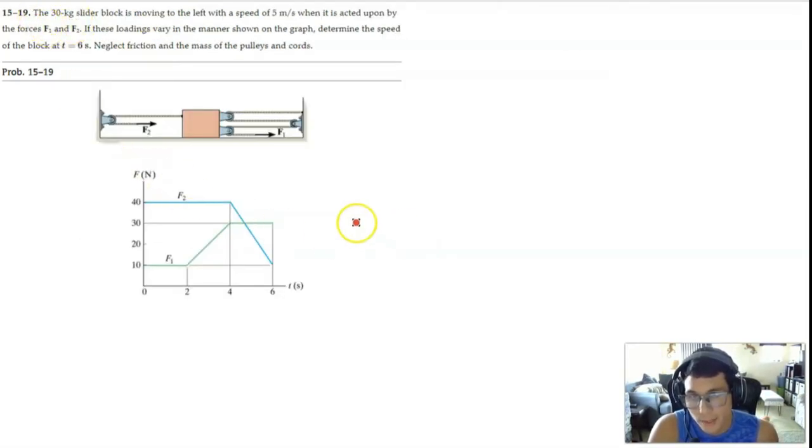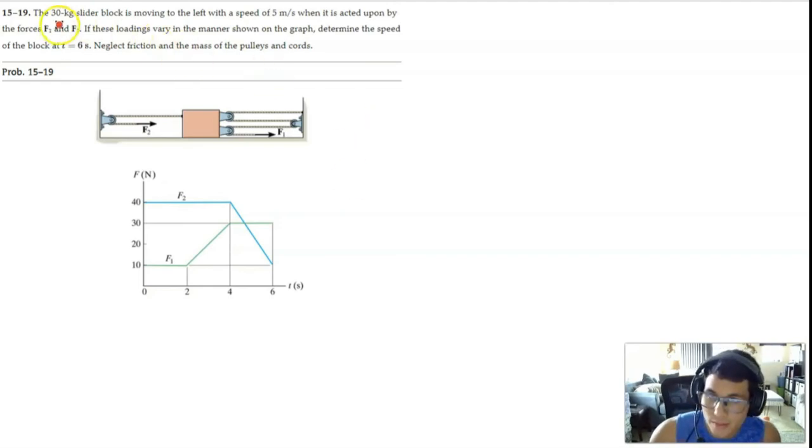This next problem, let's go. It's a chapter 15 problem, so this is impulse and momentum. So what's happening here? Well, we got 1, 2, 3, 4 forces pulling this way, and we got a force pulling this way. So where's this thing going? Is it being pulled this way, or is it being pulled this way? We'll find out. It's our job to find out.